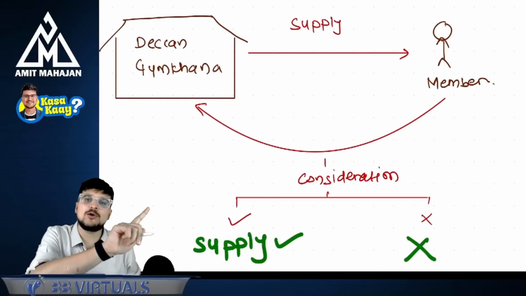Such persons are directors of one another's business, which means I have a business, you have a business. I am a director of your business, and you are a director of my business. So we both are considered related parties to each other. Number two, such persons are legally recognized partners, which means there is a partnership firm and there are five partners. All the five partners are related parties to each other.